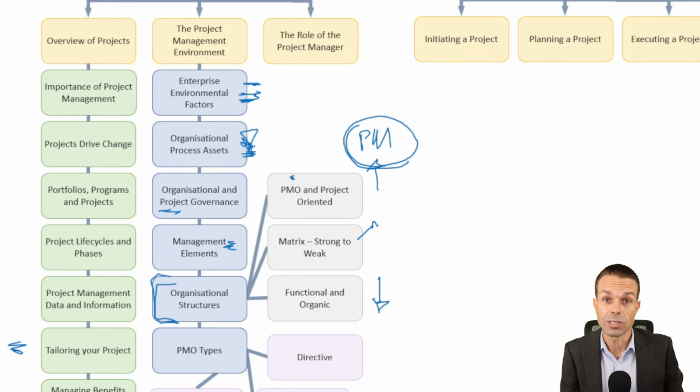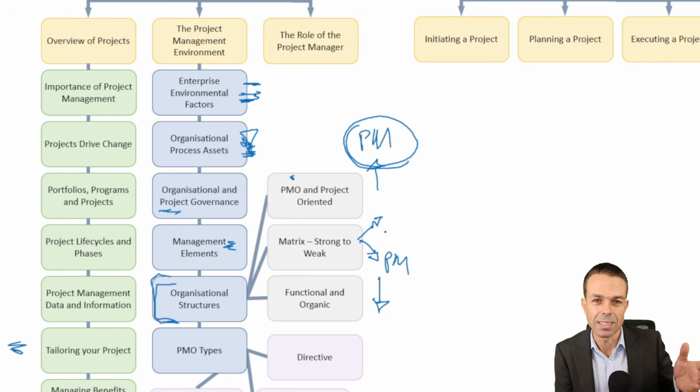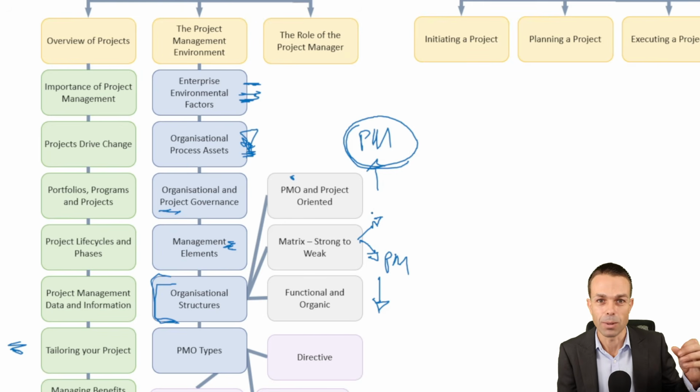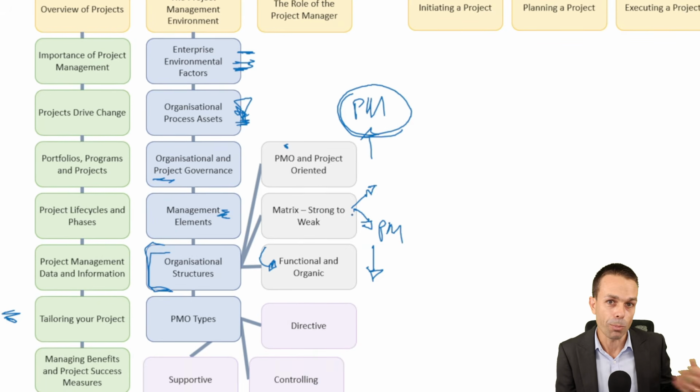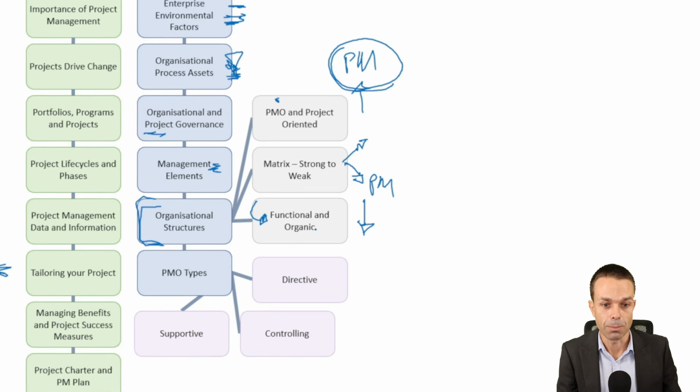So strong, we still have a high level of influence, but as it gets weaker, then we have a low level of influence. We don't really do the budgeting. Maybe the budget is given to us by someone external, maybe the functional manager. And as we go down to the functional and organic, then functional managers are usually running the show, and they might be doing a small process improvement within their team. So that often they'll just have an ad hoc project manager or someone within their team doing it.